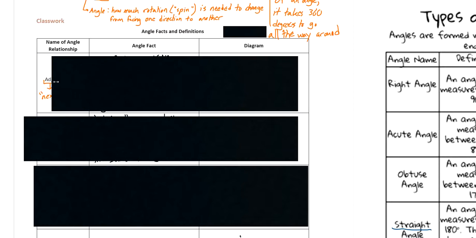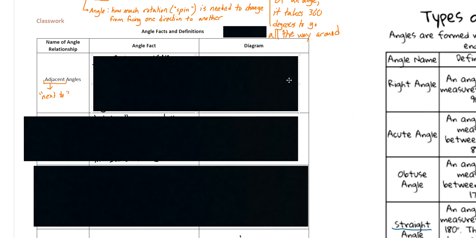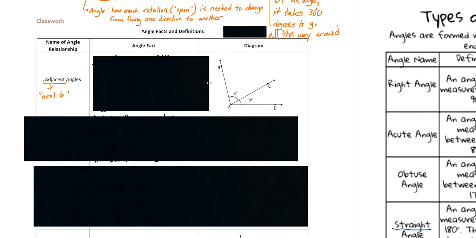So the first relationship we will talk about is the adjacent angles. Now adjacent is just a fancy word for next to. So adjacent angles are angles that are next to each other. They're going to share a common ray or a common line as a side. Before I talk about the angle facts, let's take a look at it.